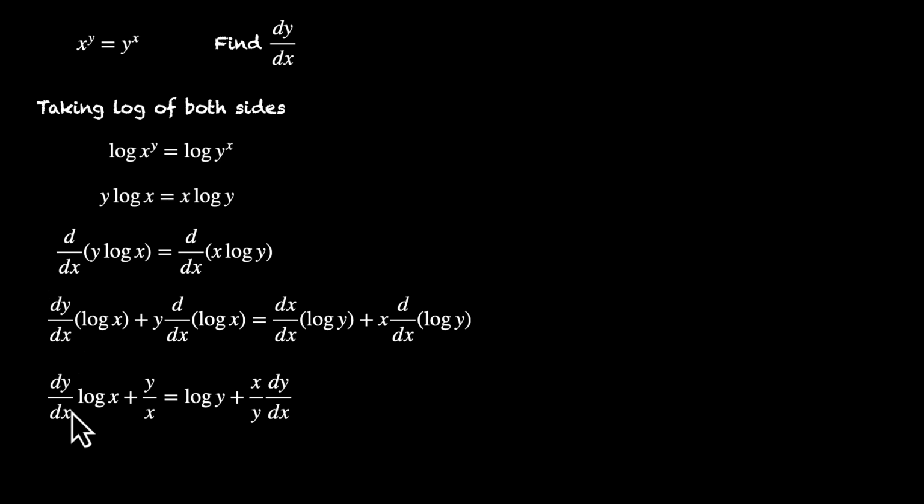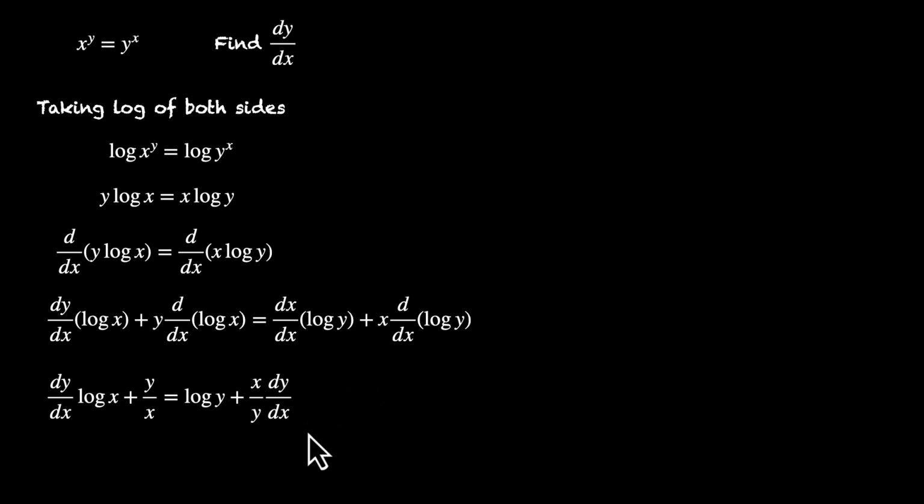So dy by dx remains as it is. This is what we need to figure out. Log x plus y times differentiation of log x, that's 1 upon x. So this becomes y by x. This is equal to differentiation of x with respect to x. This is going to be equal to 1. This is 1 times log y, which is log y, plus x times differentiation of log y with respect to x. And we have to be careful here. So here we'll use the chain rule. So differentiation of log y with respect to y is 1 by y. And then we'll multiply it with the differentiation of y with respect to x. That's dy by dx. So this is a key step.